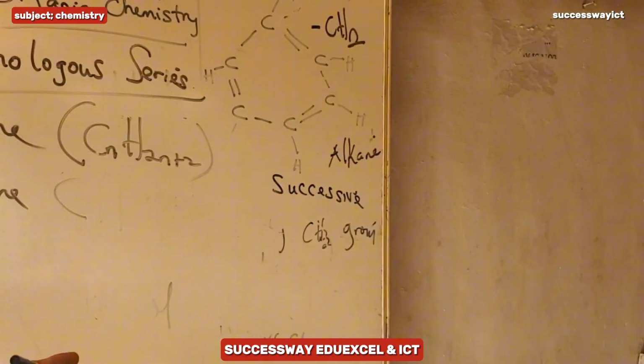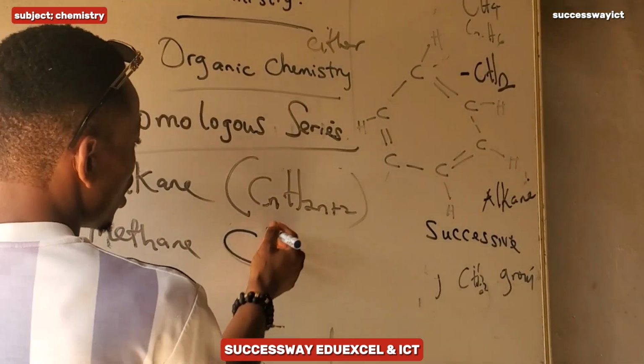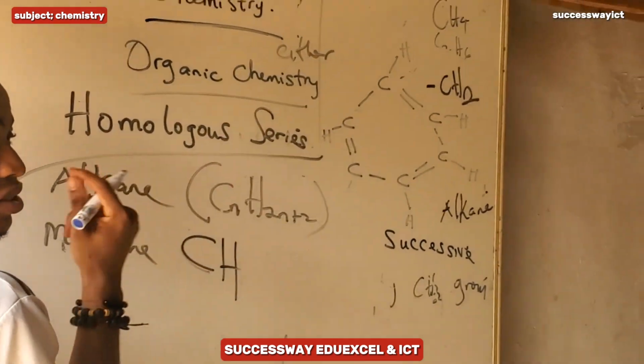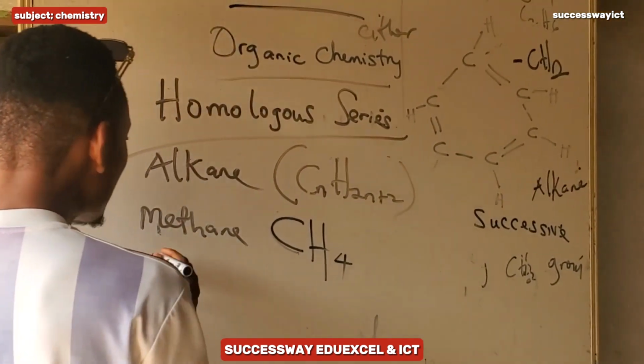Please, I will need a marker. Can someone help me get a marker? That's red. C1, right? Which is C, right? H. What is n? 1. 2 times 1 plus 2. The next one is what?